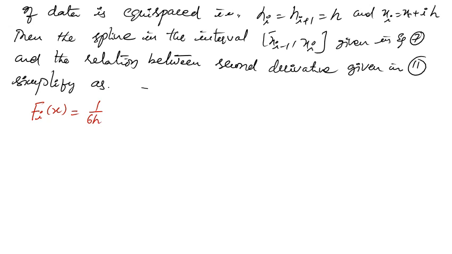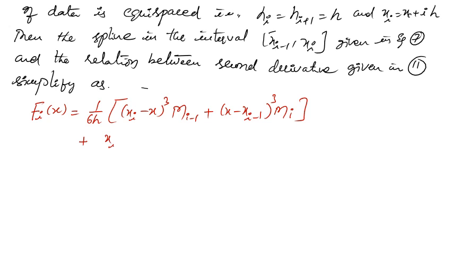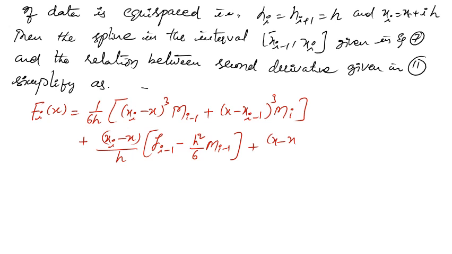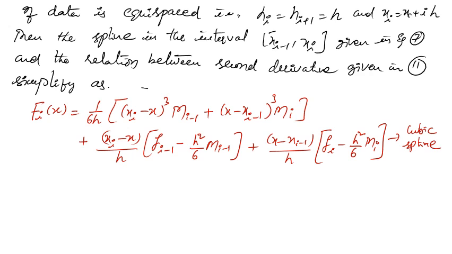f_i(x) equal to 1/(6h) [(x_i minus x) cubed m_{i-1} plus (x minus x_{i-1}) cubed m_i] plus ((x_i minus x)/h)(f_{i-1} minus (h squared/6) m_{i-1}) plus ((x minus x_{i-1})/h)(f_i minus (h squared/6) m_i). Just in place of h_i write h. This is the cubic polynomial, the cubic spline.